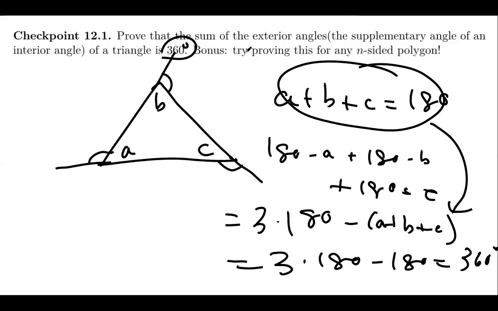Okay, and then the proof for an n-sided polygon is pretty much the same. It's the same principle where we sum up the interior angles and use that when summing up the exterior angles to cancel out and get 360. So you can try that on your own time if you're interested.